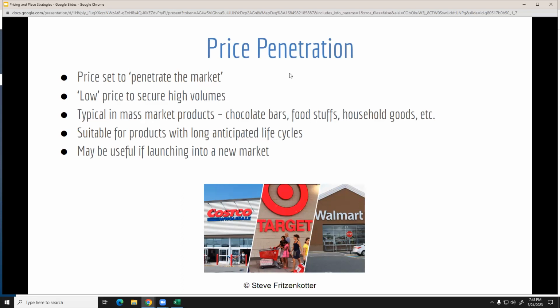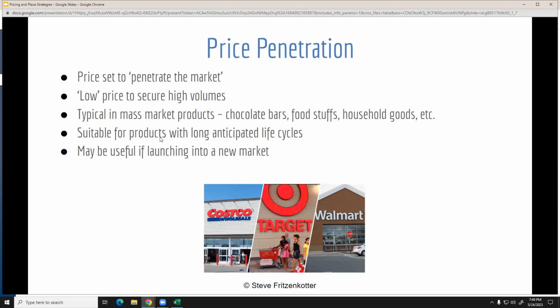You're going to have to come in at a penetration price. That's going to be matching competitors, and you're going to be looking at that. But you also have to know your fixed and variable costs in order to come up with the price. But in penetration pricing, your competitors are in a way dictating your pricing because you have to be entering the market competitively.